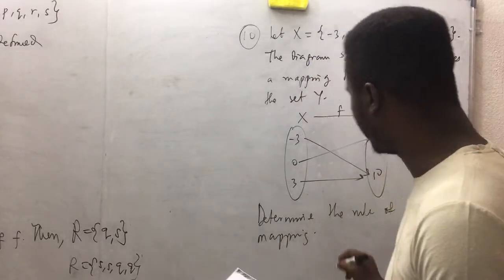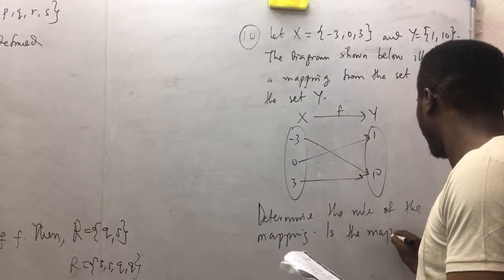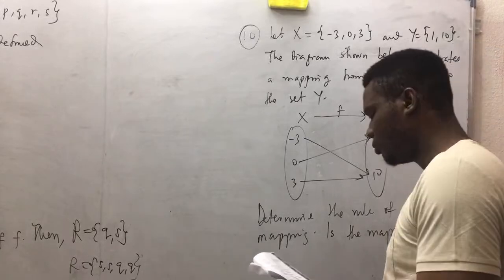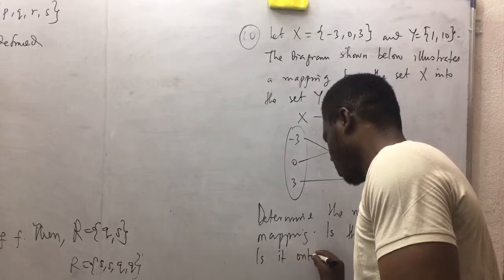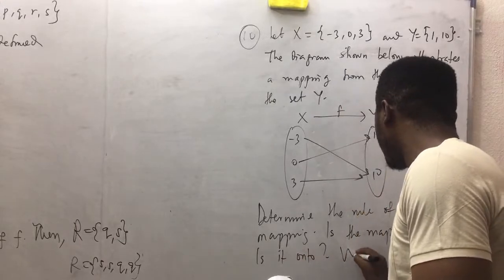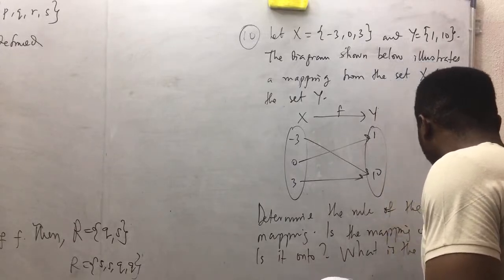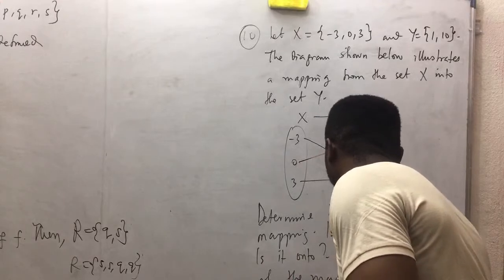That's question number 1. Another question says, is the mapping 1 to 1? Another question says, is it onto? And the last question now says, what is the range of the mapping?